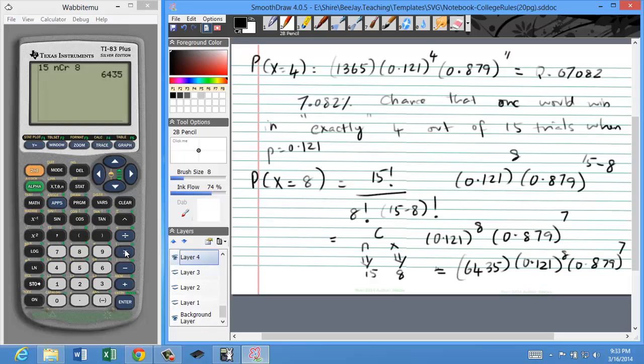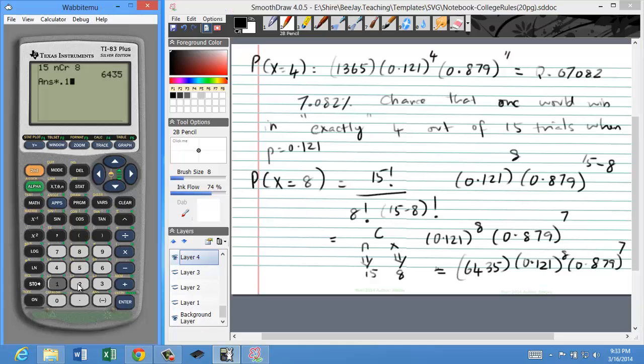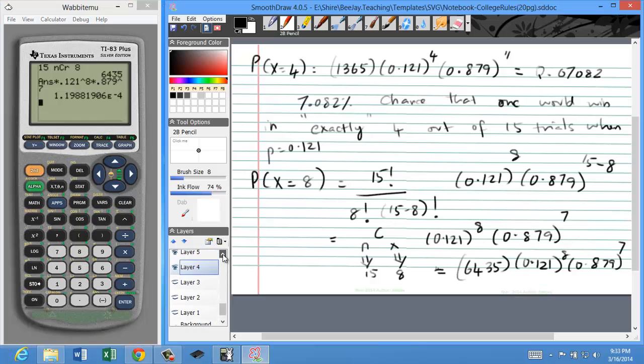So let me multiply this. I get 0.121 raised 8 times 0.879 raised 7. Enter. That gives me an answer of, it's a very small number. I'll write it in the next page.